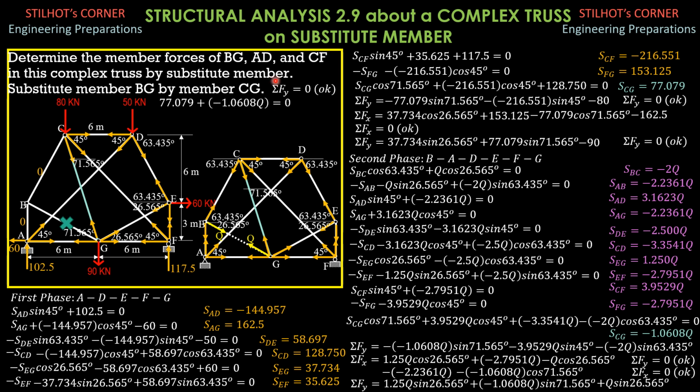Okay, then for CF, first phase is negative 216.551, then plus 3.9529 times 72.661, and we'll get SCF equals 70.671 kilonewtons. So that's it for this video. I hope that you gain another technique in analyzing space truss by substitute member.